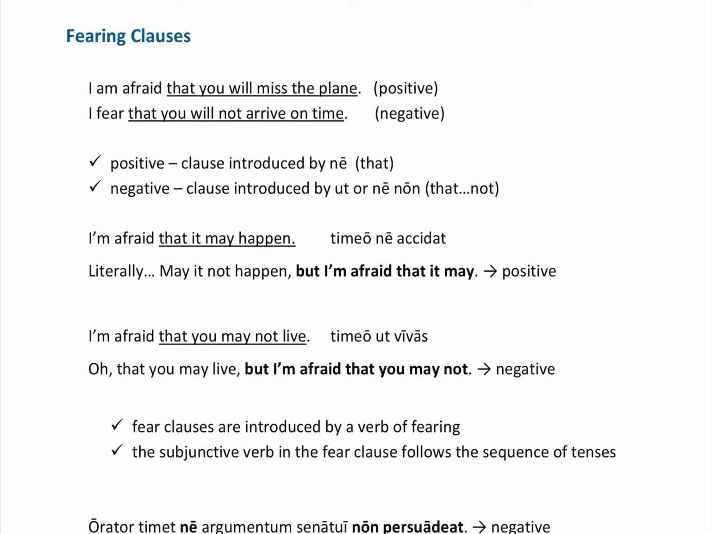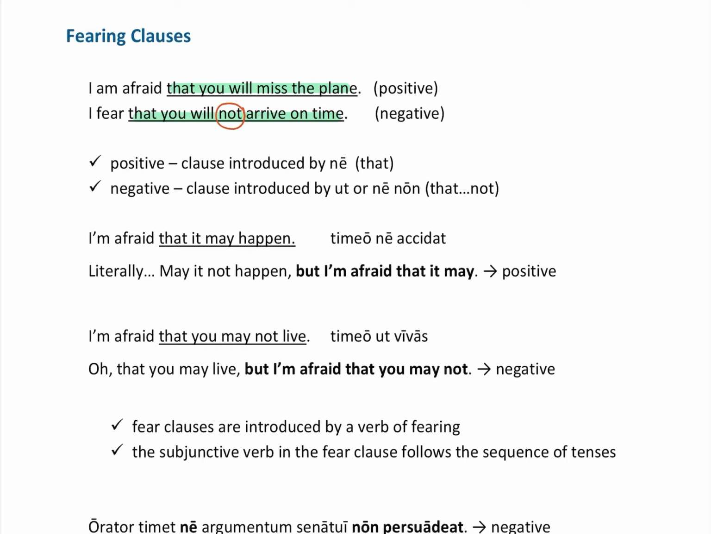All right, I'm going to give you a fearing clause in English. I am afraid that you will miss the plane. Here's the fearing clause underlined, and this is called a positive fearing clause. I'll tell you why in a second. The next one is, I fear that you will not arrive on time, and that's called a negative fearing clause. You can probably already see why. Positive does not have a not. A negative clause has a not.